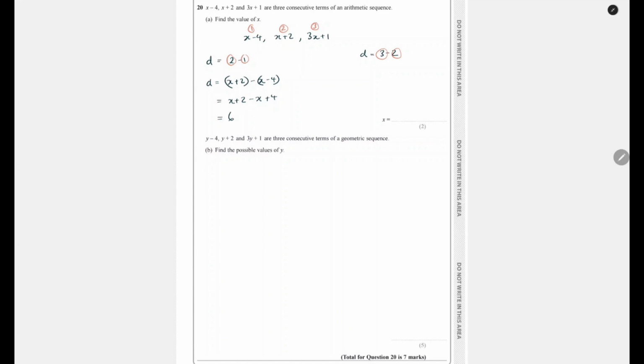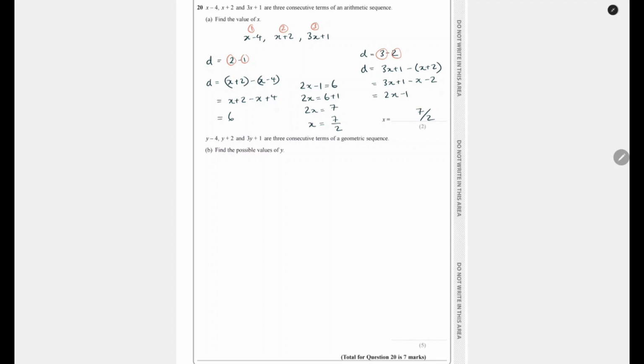For term 3 minus term 2, the difference is equal to 3x plus 1 minus x plus 2, 3x plus 1 minus x minus 2, and so the difference is 2x minus 1. Now, as the difference for both are the same, we can equate them, and so we can say 2x minus 1 is equal to 6, 2x is equal to 6 plus 1, 2x is equal to 7, and taking the 2 to the other side, we have x is equal to 7 over 2.